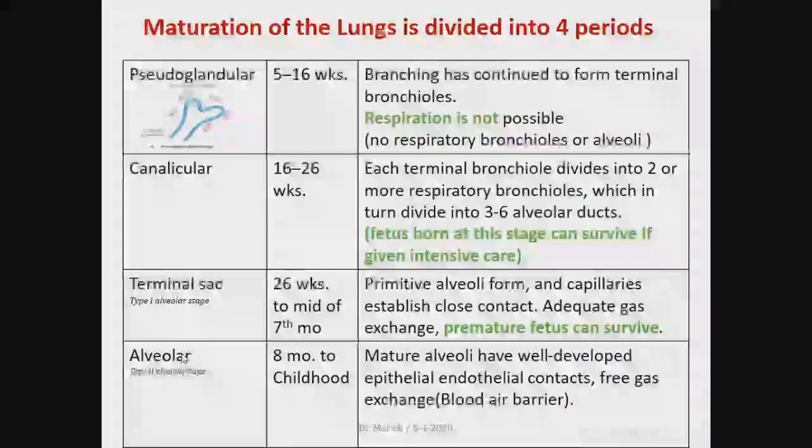The last stage is called the alveolar stage. This alveolar stage starts at 8 months of gestation and continues into childhood. Some mention it stays up to 10 years of life. Here there will be formation of mature alveoli, and there will be well-developed epithelial and endothelial contact of blood capillaries, and gas exchange can occur freely across the blood-air barrier. They mention that in the alveolar stage, there is an increase in the number, but no increase in the size of alveoli after delivery.